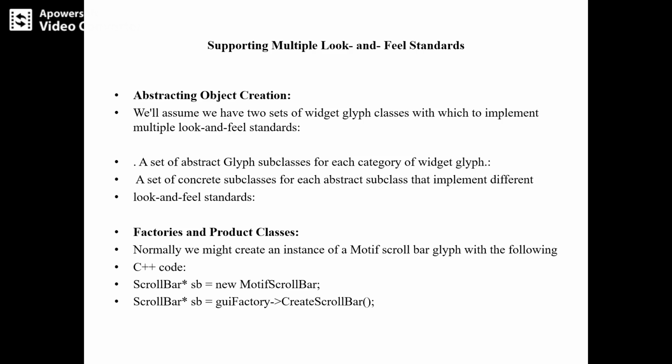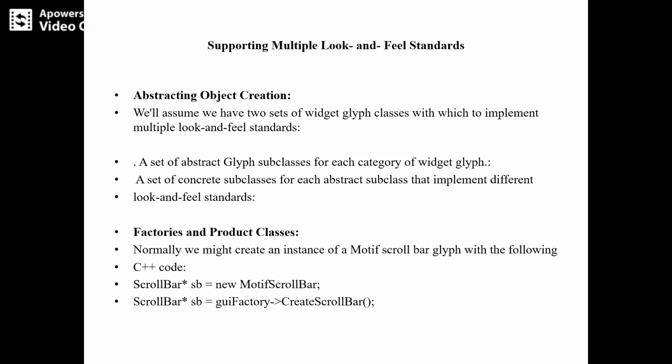One is the set of abstract classes for each category of widget glyph. For example, suppose we have taken different operations of the widget, so we need to take the different categories of subclasses of glyph according to the widget, whatever the widget in the document editor. For example, a scroll bar widget will be taken as an example. An abstract class for scroll bar will augment the basic glyph interface to add the general scrolling operations.